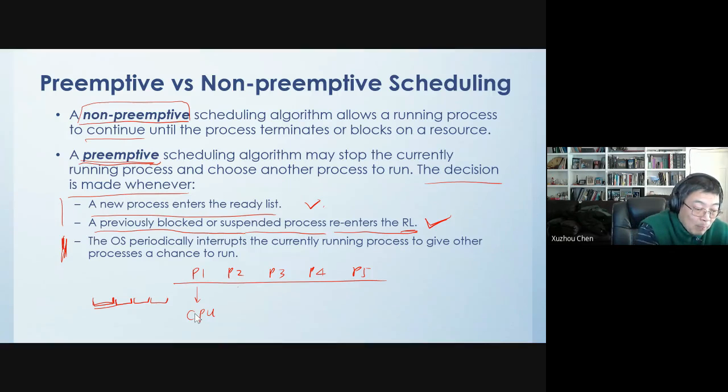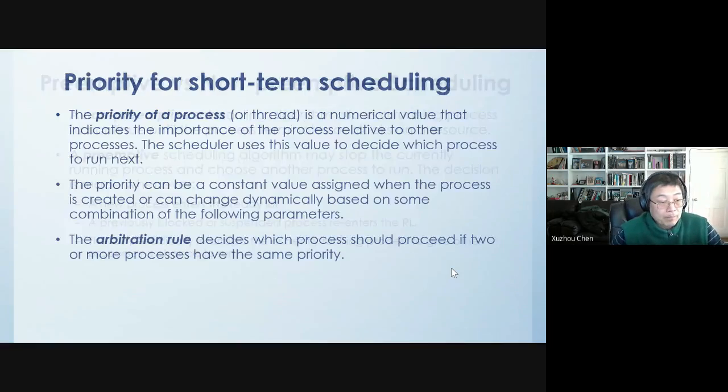In this case, the operating system can periodically interrupt the currently running process. The interrupt basically happens every second if the time period is 1 second. Now, this scheduling algorithm is a very well-known scheduling algorithm called round robin. It's called round robin. That's something we're going to talk about a little bit later.